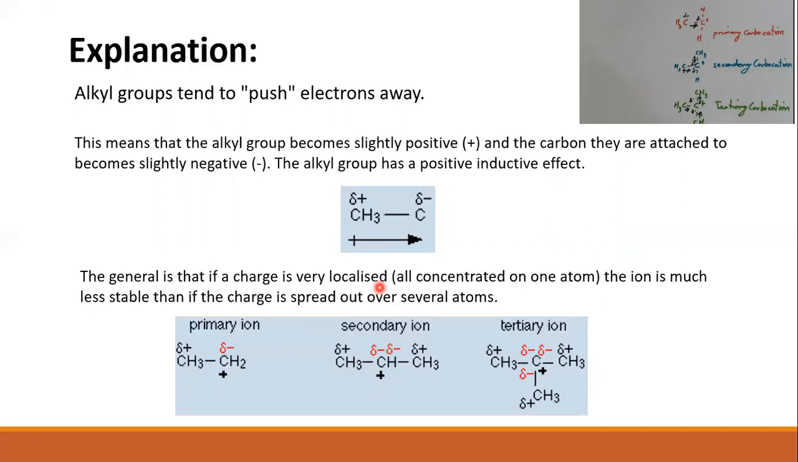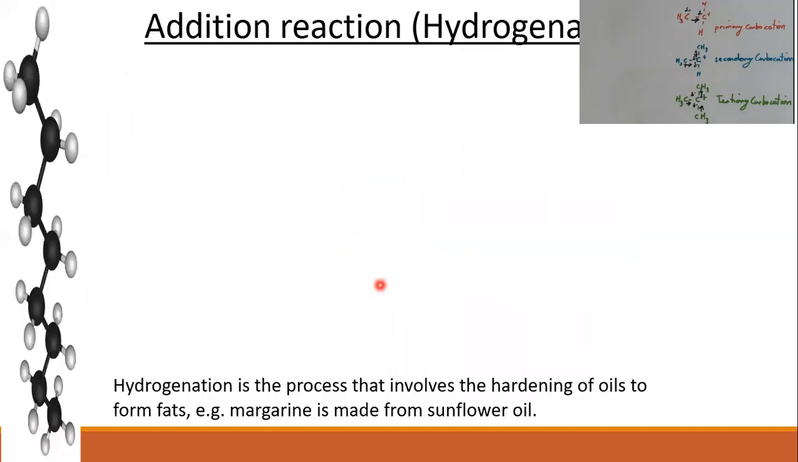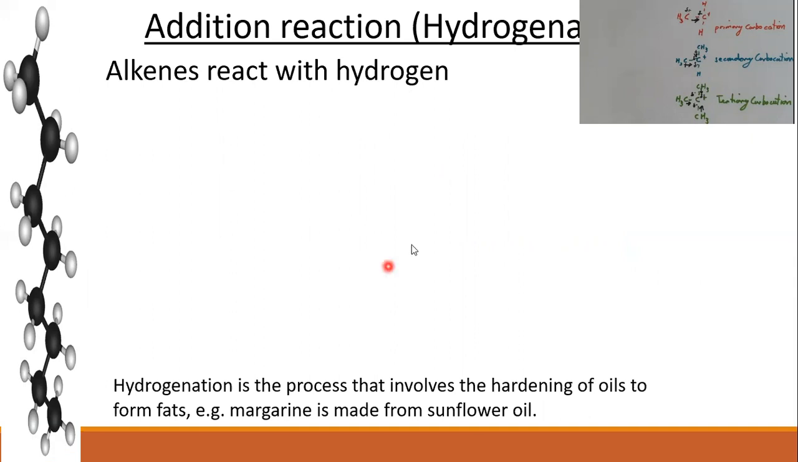And then with all of our reactions, we'll refer back to this because your primary one will react very fast. Secondary one is more stable, so reactivity is lower, and your tertiary, being more stable, has the lowest reactivity. Right? Remember, if something is more unstable, it will react faster. Let's look at our next type of reaction. This is called hydrogenation. Hydrogenation is the addition of hydrogen to an alkene.